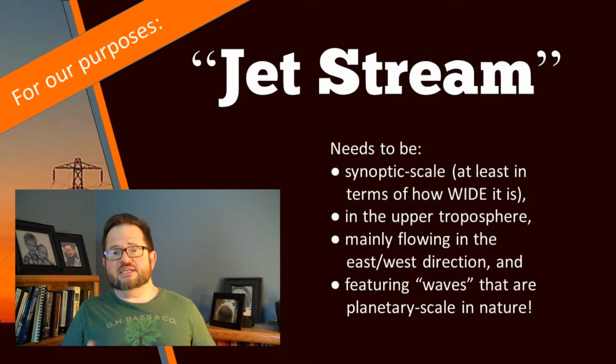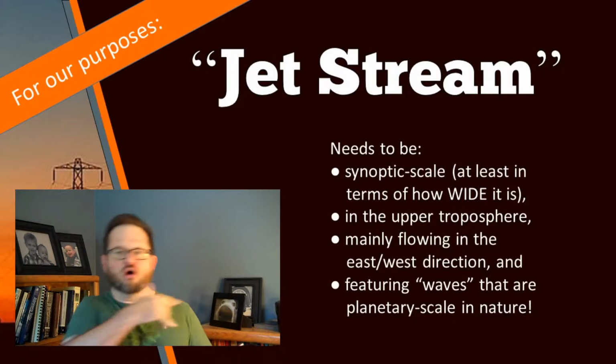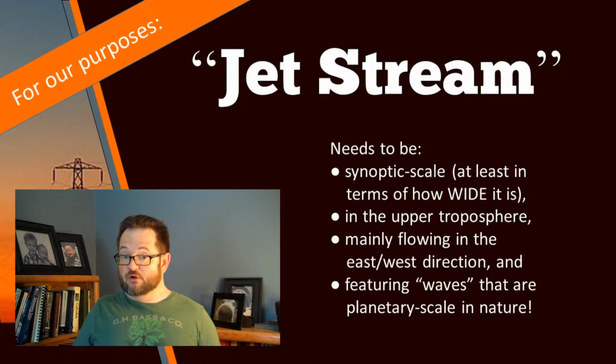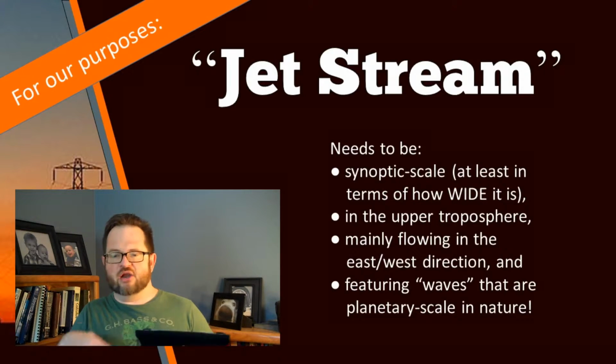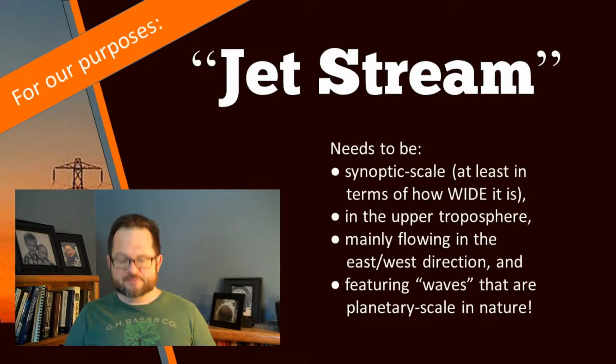For our purposes and for what your textbook is doing, we're going to be a little more narrow than that and say, yes, all that stuff is true, but it also needs to be synoptic scale, which means it has to be at least a couple hundred kilometers wide. This jet stream needs to be in the upper troposphere. We're not talking about stuff going on in the boundary layer or anything like that. We need to be in the upper troposphere, almost to the tropopause.